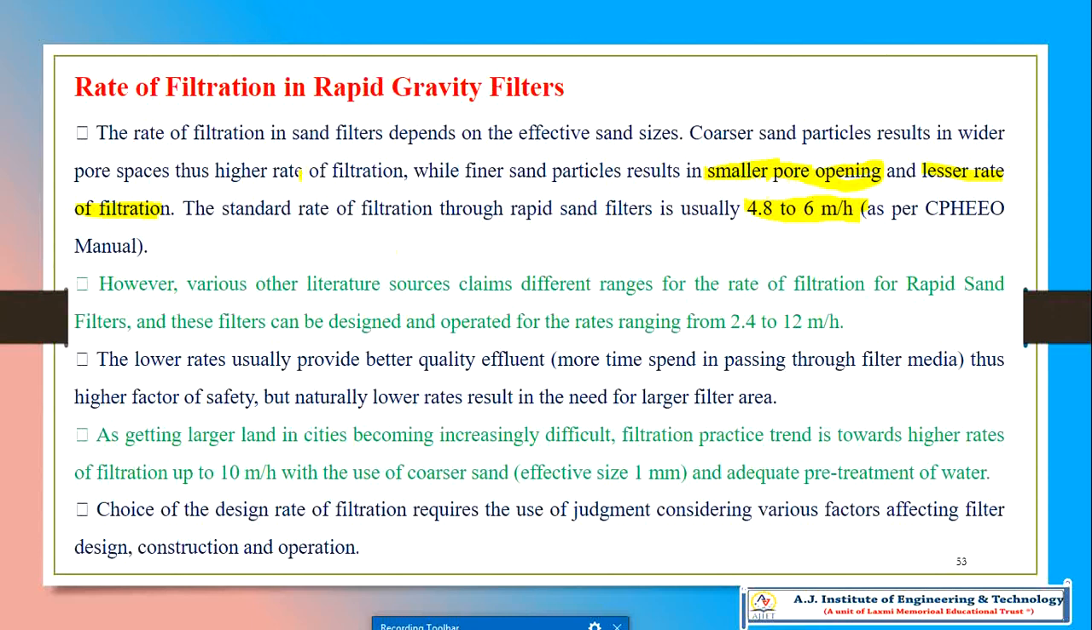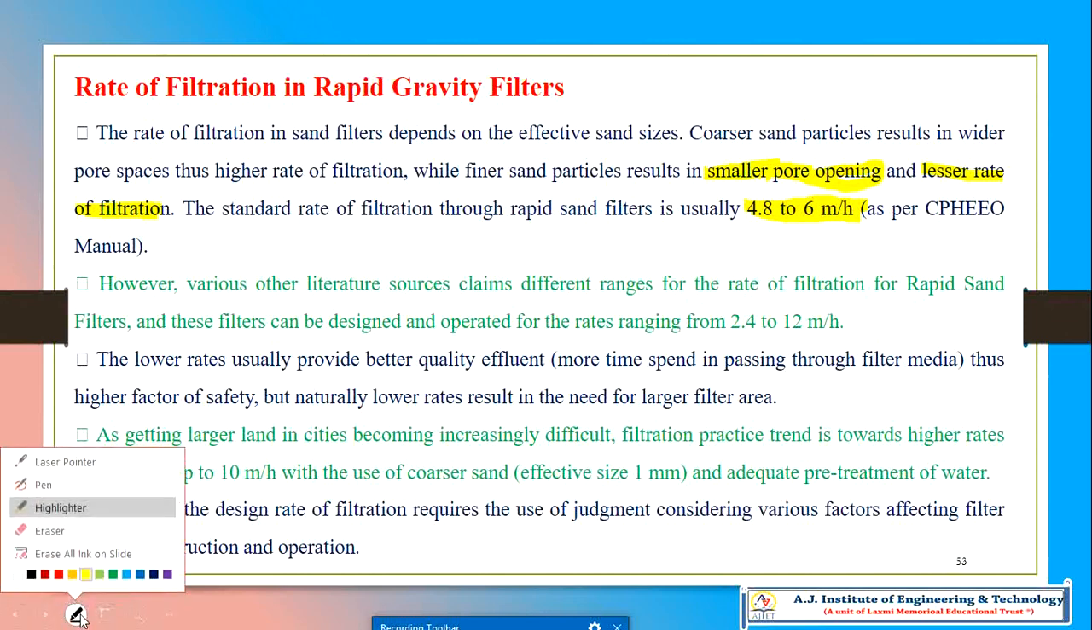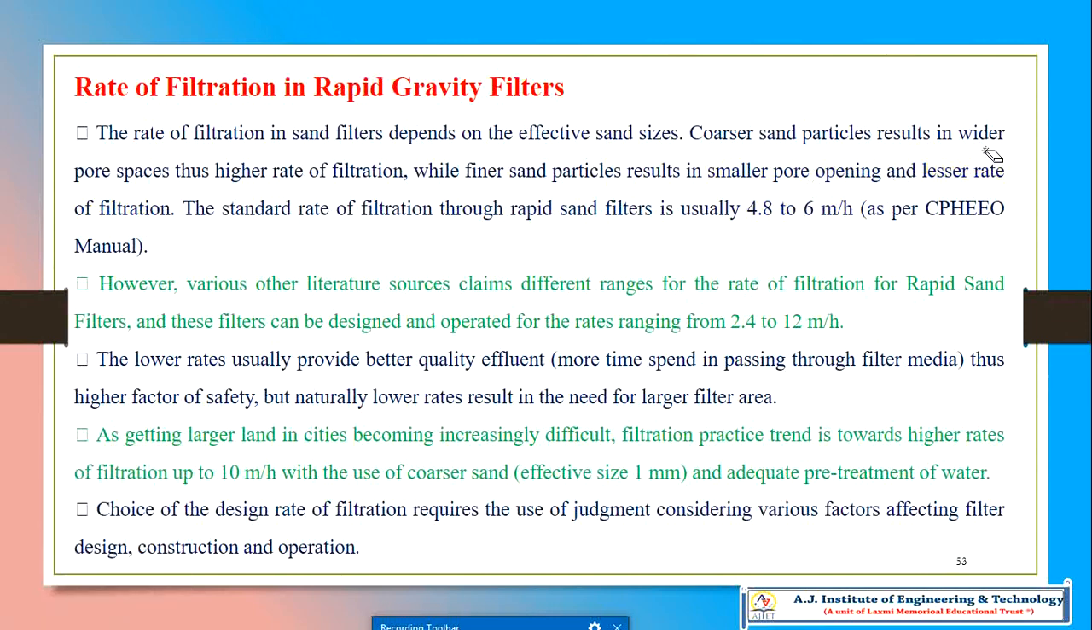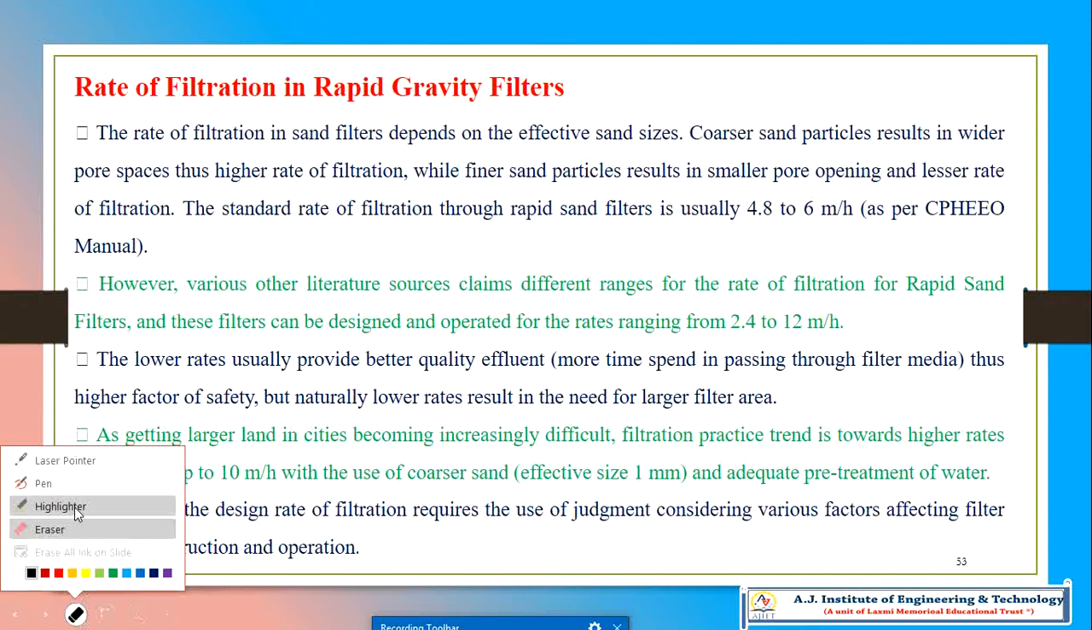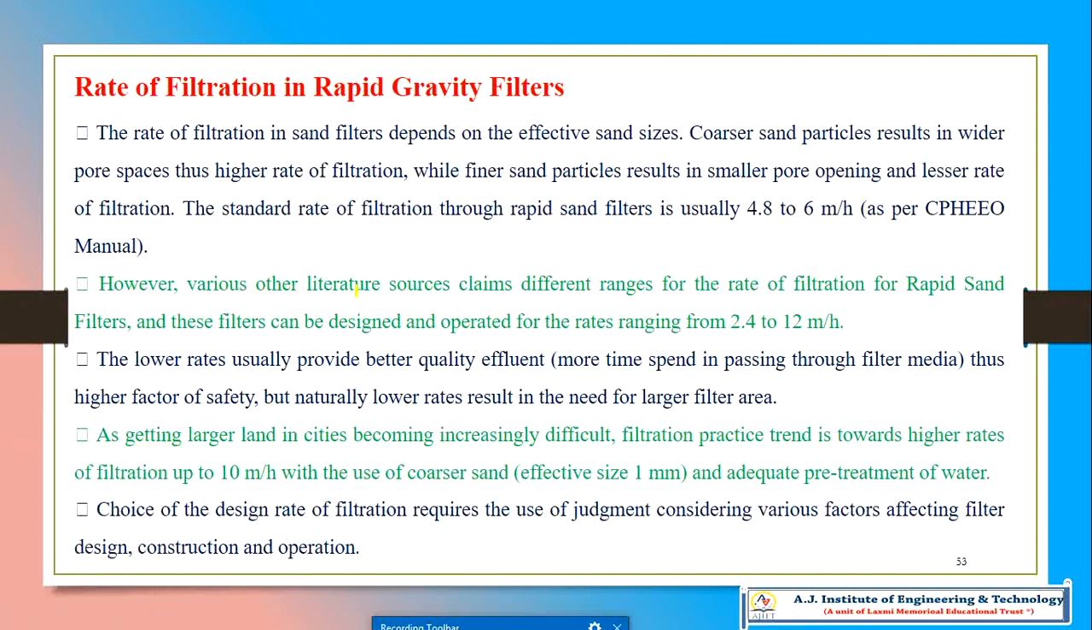So now we'll move on to another point, which is highlighted here. However, various other literature sources claim a different range of rate of filtration for the rapid sand filter, and this filter can be designed and operated at 2.4 to 12 meter per hour also. If you change the media, or use some particular filter material, then you can change your rate of filtration due to this variation.